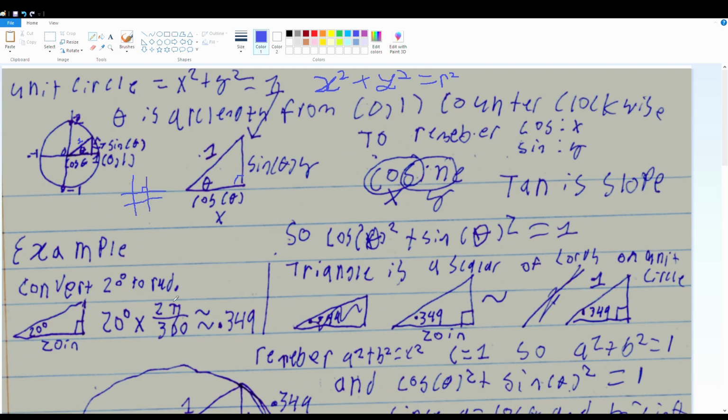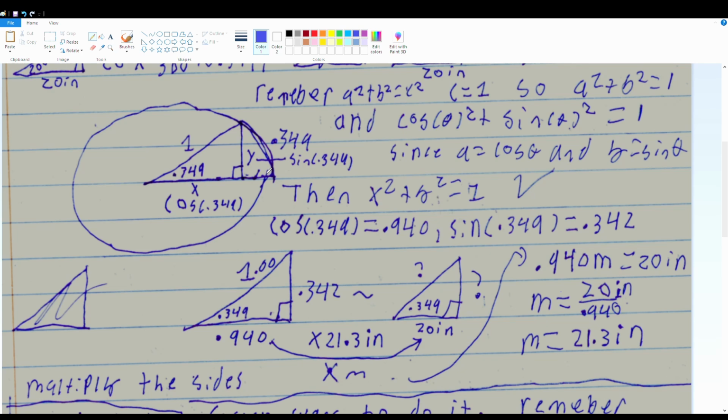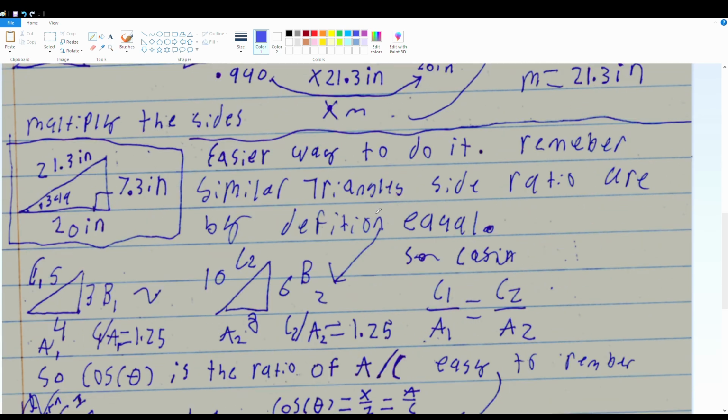Now, that's a lot of steps, and there's actually an easier way to do it than getting here, converting to radians, then converting to a scalar, putting it in here. So we remember that for similar triangles, side ratios are by definition equal.